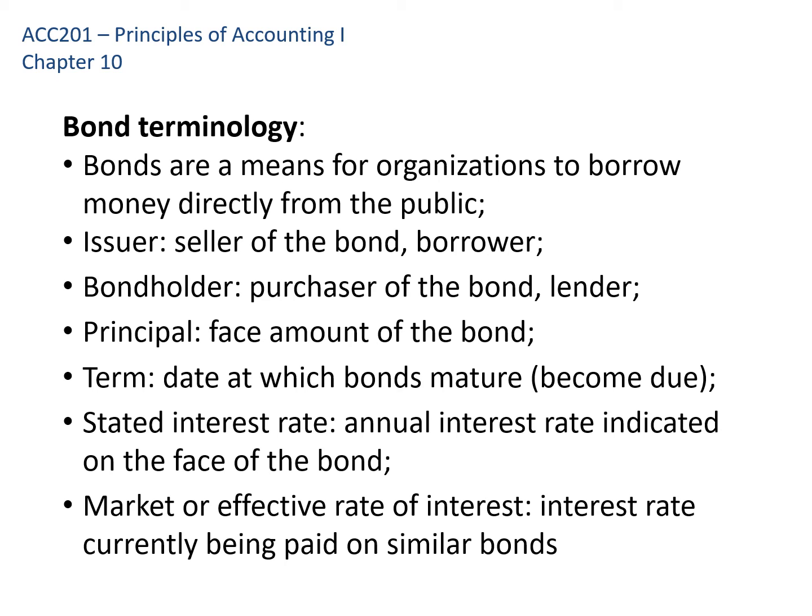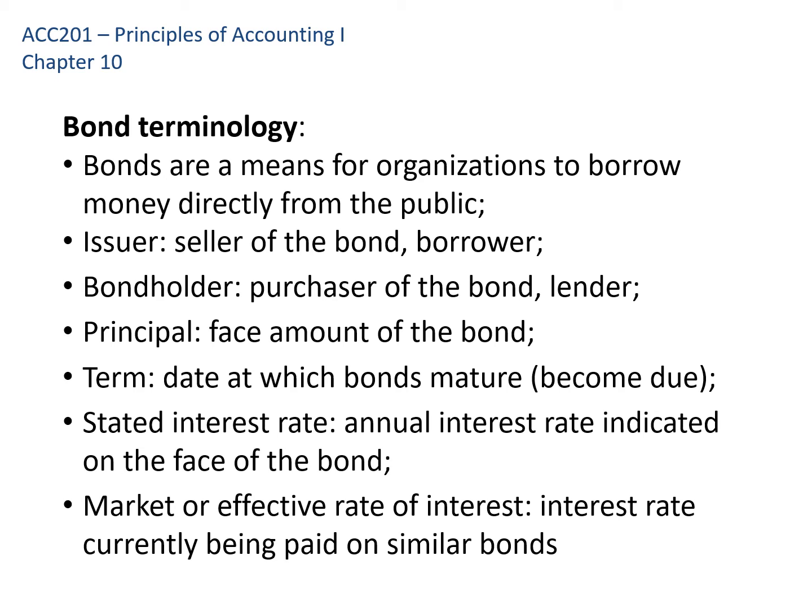The principal is the face amount of the bond. So if you purchase a $1,000 bond, you're loaning $1,000 to that entity, and that's the principal amount. The term is a date at which the bonds mature. So it could be a 5-year bond, meaning it pays off in 5 years, or it could be a longer term bond, 15, 20 years, that sort of thing.